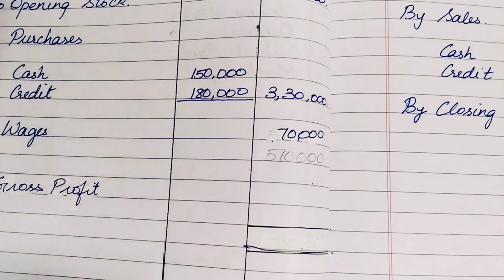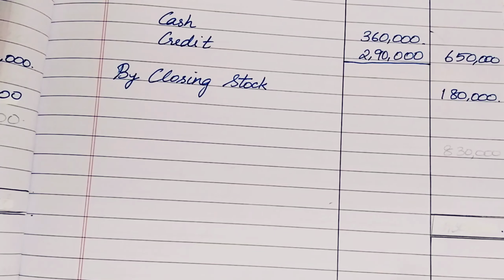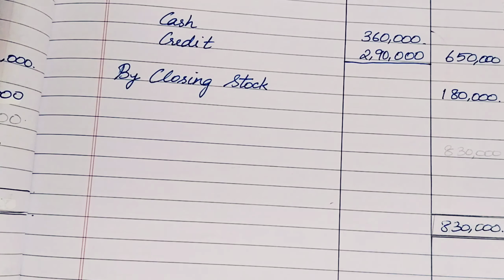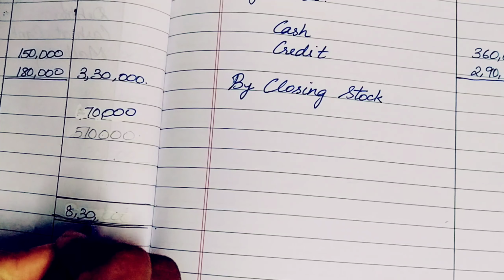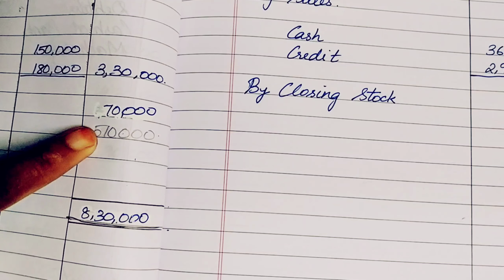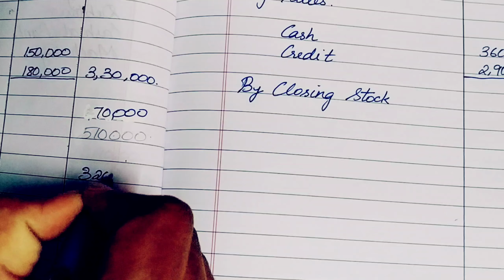And the side which has the greatest total is the credit side, which is 8,30,000. So 8,30,000 is going to be written as the grand total on both the sides, the debit and the credit. Now to get the gross profit, subtract 5,10,000 from 8,30,000. You will get 3,20,000 as the gross profit.